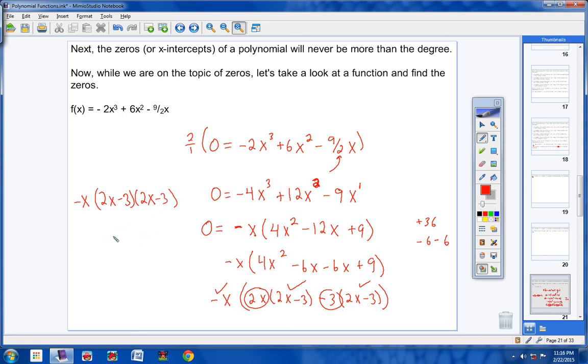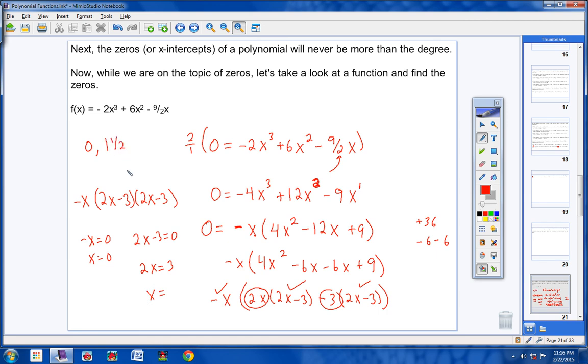So take each group and set each group equal to 0 in order to find your zeros, okay? So take negative x, set it equal to 0, divide by negative 1, x equals 0. So there's 1 zero right there, alright? Now, take 2x minus 3, set it equal to 0 and solve. Bring your 3 over, make it positive. Divide by 2, and you get 1.5.